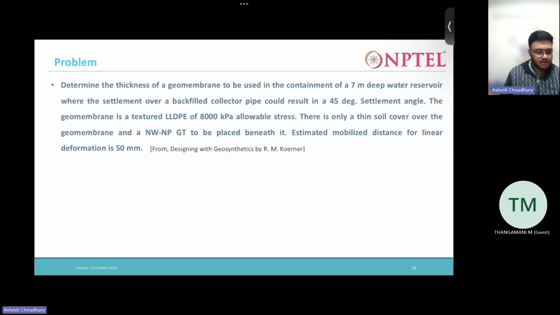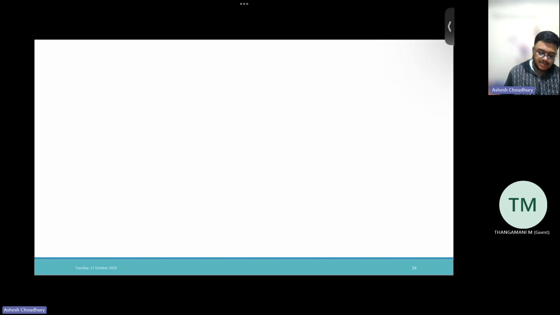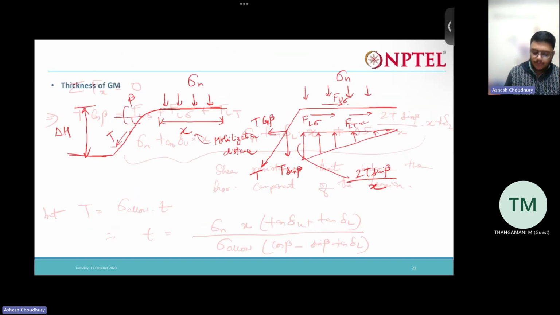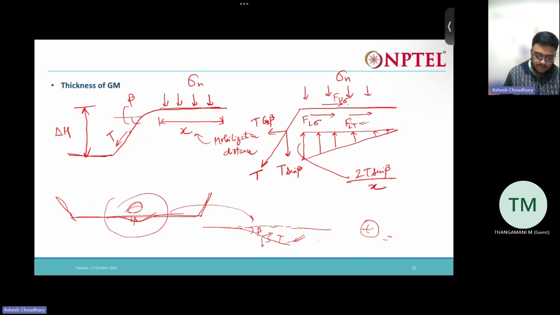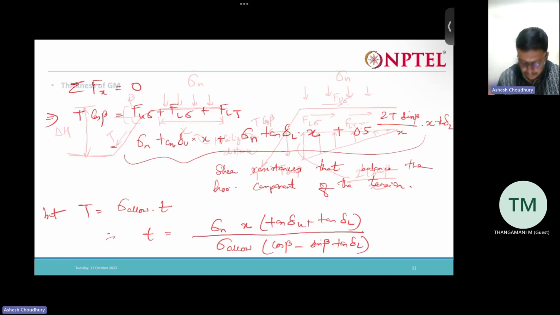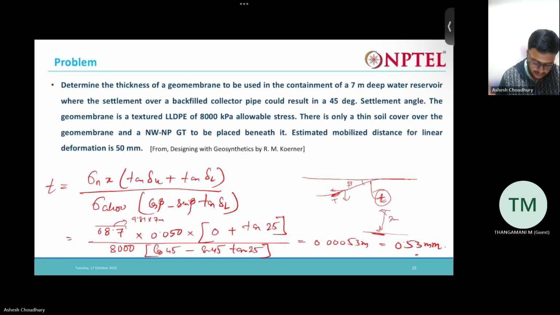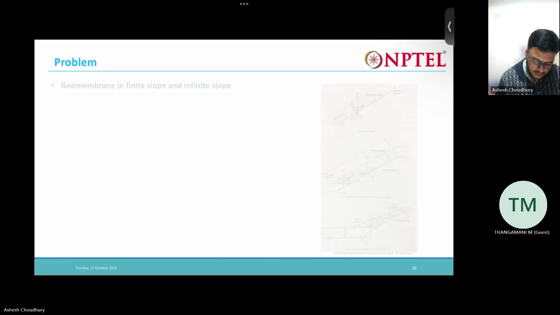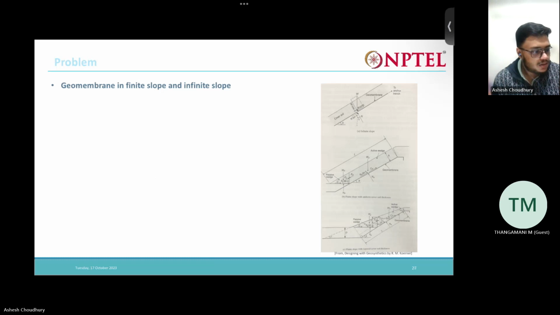Okay, so here we can find. As this problem was for liquid containment, here there is liquid, so the upper delta is 0, no friction angle. Below this we have put some geotextile, so the friction angle between that geotextile and the geomembrane is taken for the lower one, and for the upper one, we have taken 0.